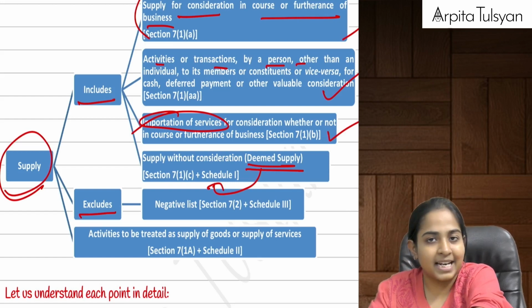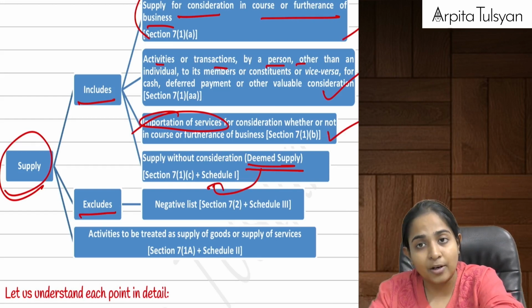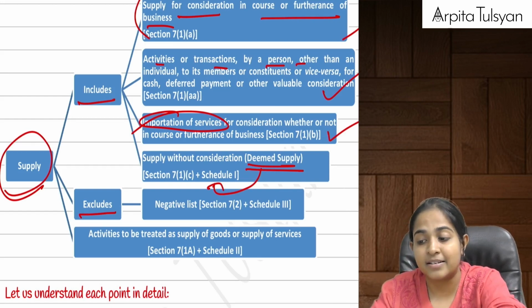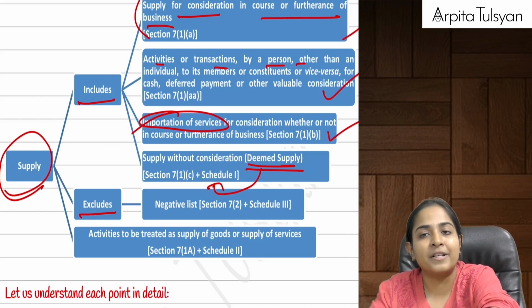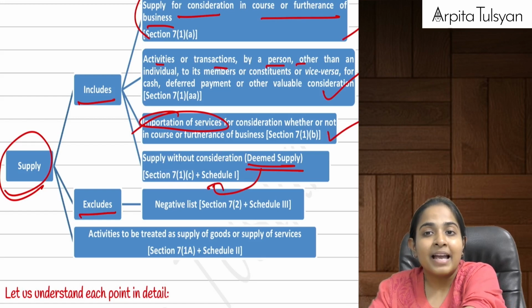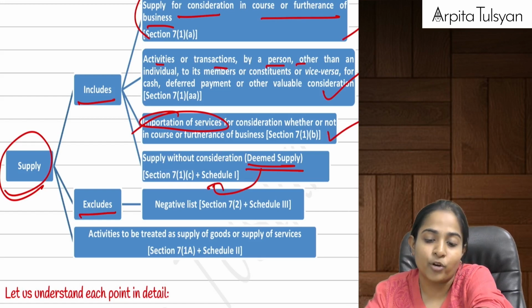Again, all these transactions were without consideration, but in the course of business, still it will be considered as a supply. Then para 3 was supply of goods by principal to agent or by agent to principal, where that agent has done the transaction on his own account and has issued the invoice in his own name.